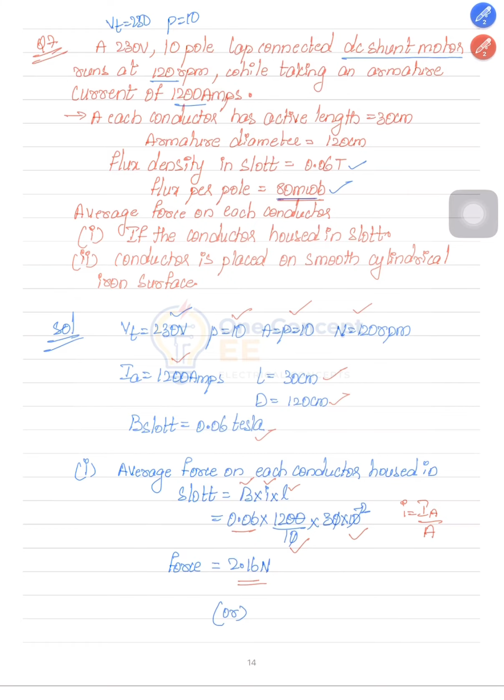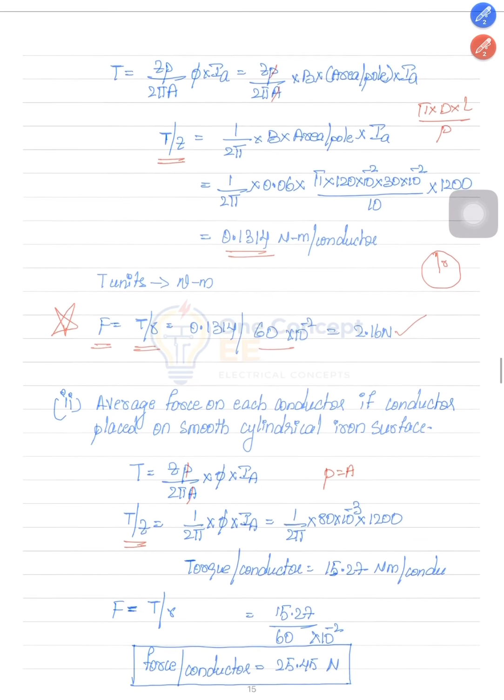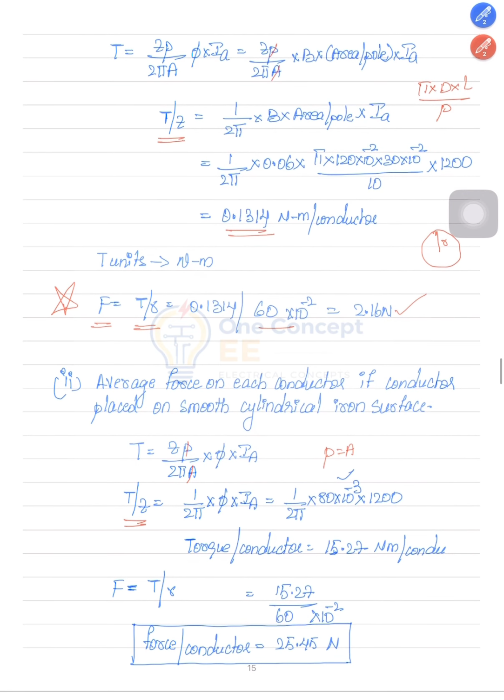By substituting 80 milliweber here, and the armature current of 1200 amps, we get a torque per conductor of 15.27 Newton meter per conductor. We want to find the force from the center of the armature. This is radius R. Torque divided by radius, meaning effective distance: 15.27 by 60 into 10 to the power minus 2. Then the force per conductor is 25.45 Newton.